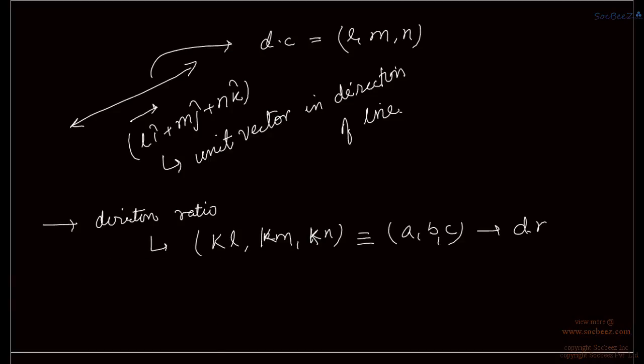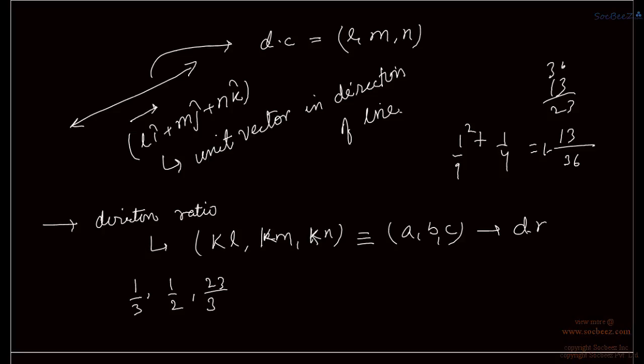Or let us not take these numbers. Let us take direction cosine as 1 by 2, 1 by 3, and the third we find from 1 square plus 1 by 4. So 1 by 9 plus 1 by 4 means 36, and this is 4 plus 9, 13 by 36. 1 minus 13 by 36 is 36 minus 13, 23, and 23 by 36.